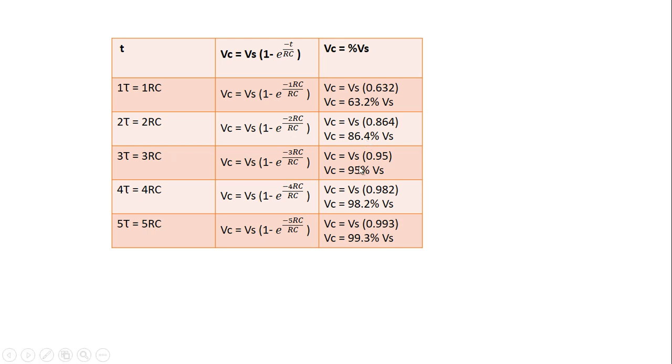And then at 3 tau, we get to know that 95% of the capacitor is charged. At 4 tau, we get to know that 98.2% of the capacitor has got charged. And finally, at t equals 5 tau, we know that the capacitor is now almost fully charged. So from this we can say that at time t equals 5 tau, we have the capacitor fully charged. So now we know the time when the capacitor is fully charged.